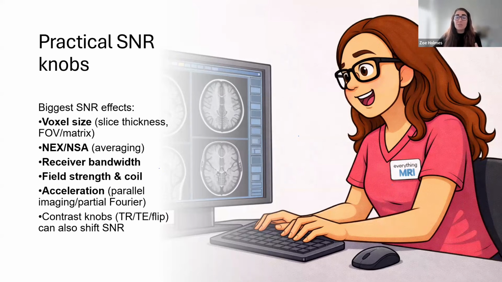Next are our system knobs. So this is looking at our bandwidth and our coil and our field. Bandwidth is a classic signal to noise ratio versus artifact trade-off. Our coils and our field strength are free signal to noise sources if chosen and well positioned. So keeping everything at isocenter is really, really important and able to get us better image quality.